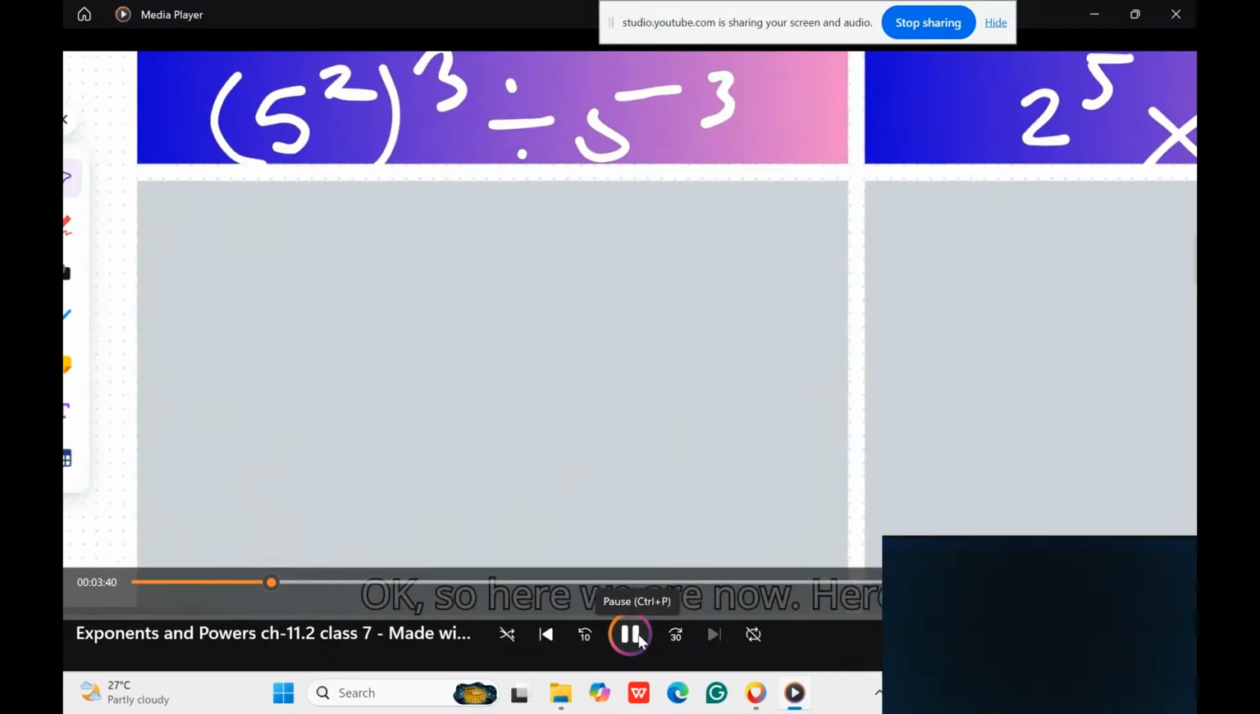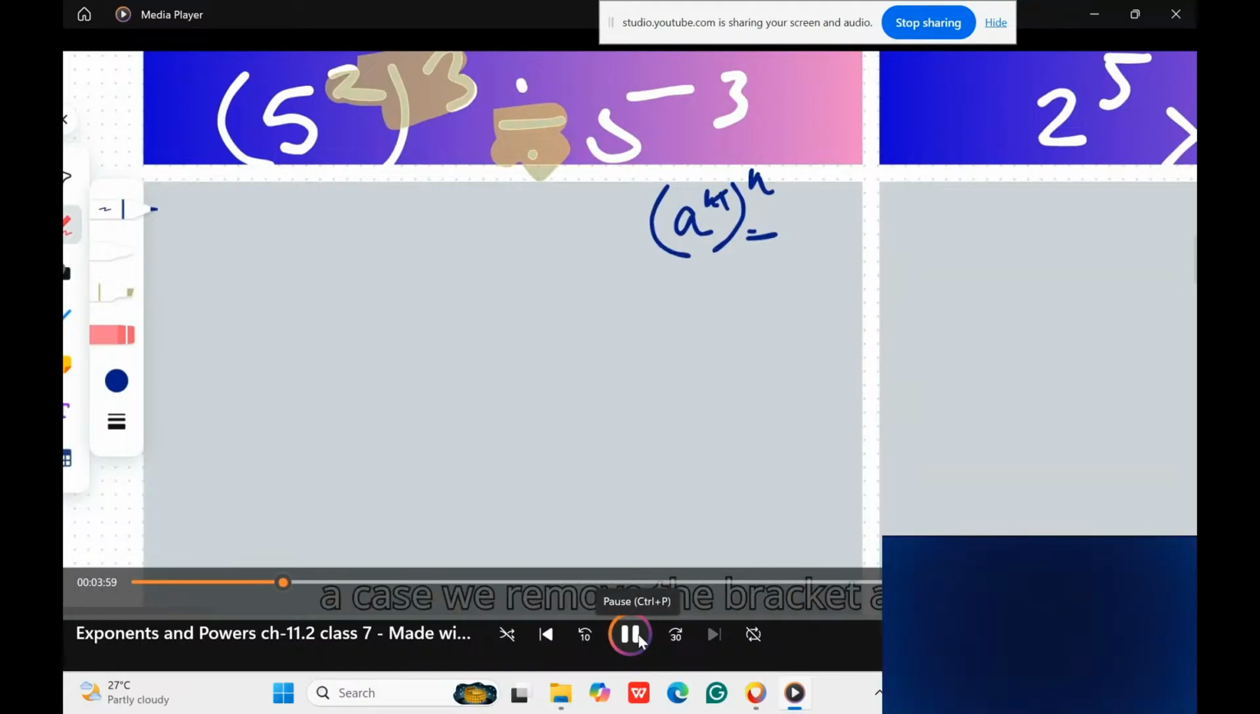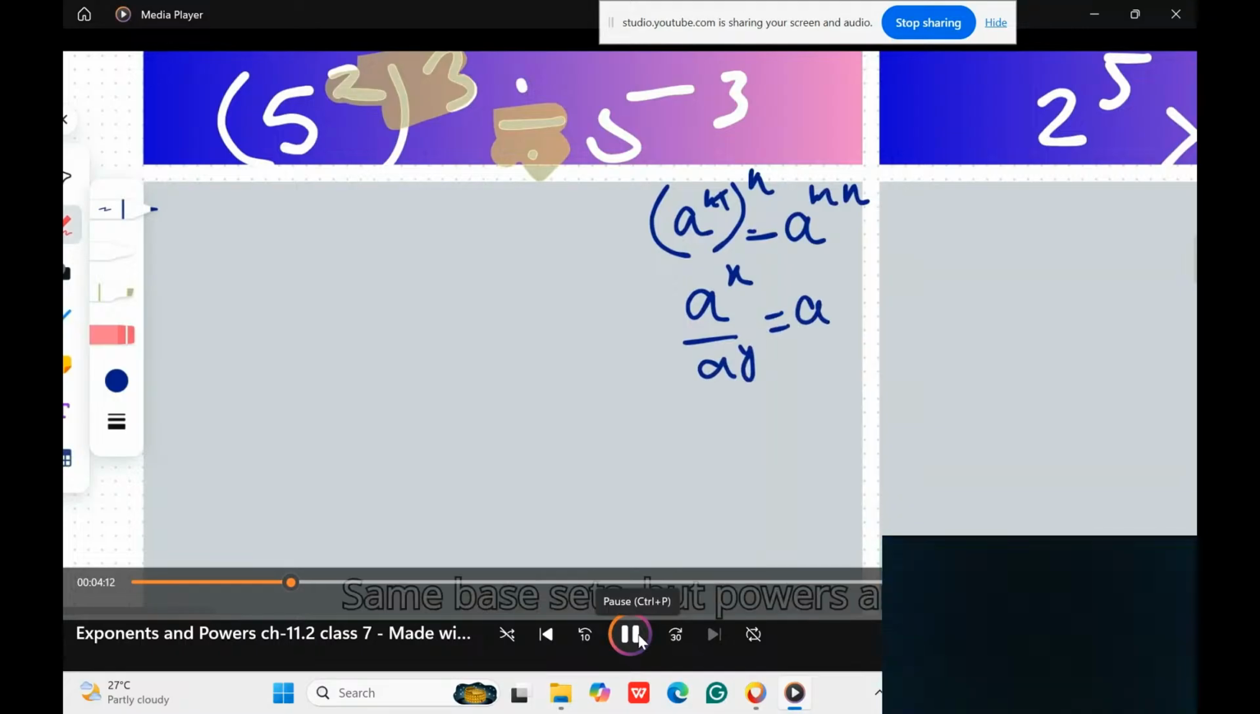Okay, so here we are. Now here we have two rules. If you can see, we have got power of power and we have division also. So I'm writing down the rules for you. What happens when you have power of power? In such a case, we remove the bracket and we multiply the powers. And the division rule you are already familiar with: if you have same bases but powers are different, you subtract them.